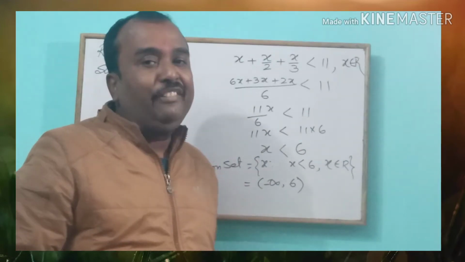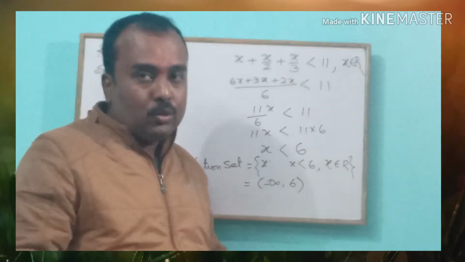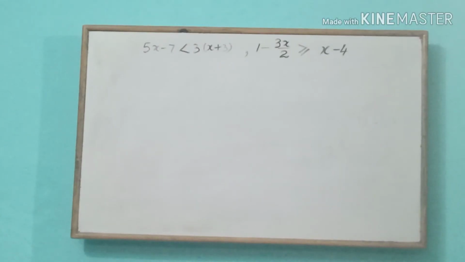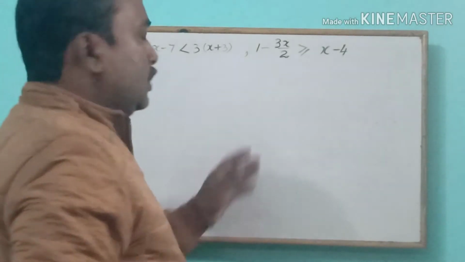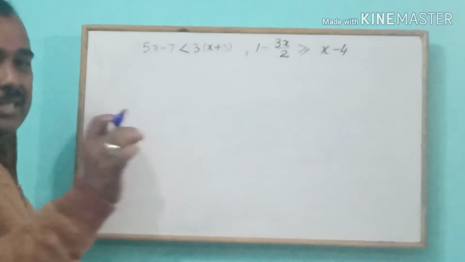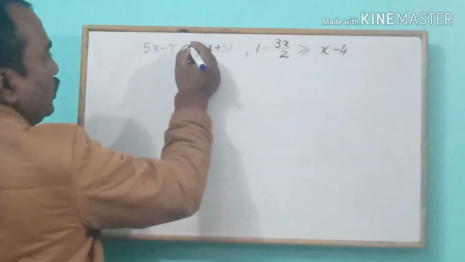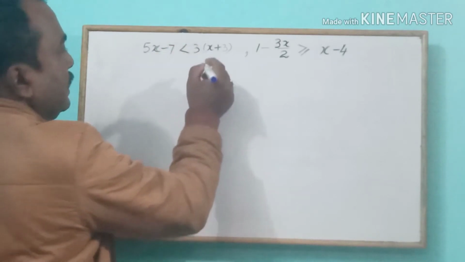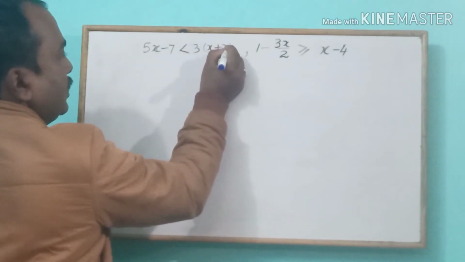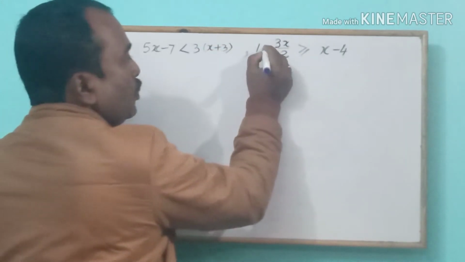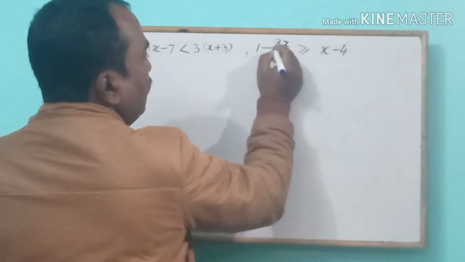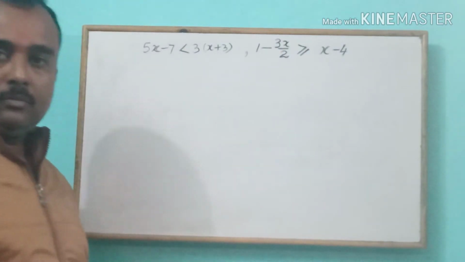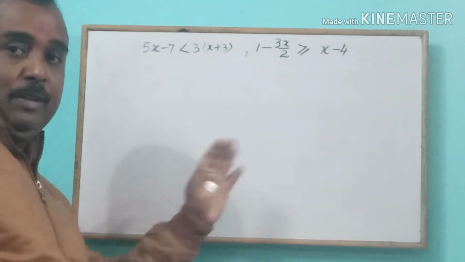We shall see some more difficult inequations to solve. Let us focus on this particular inequation. It is a bit tougher than the previous example which I took. The first one is 5x minus 7 is less than 3x plus 9. This question has two inequations separately given. The second is 1 minus 3x by 2 greater than or equal to x minus 4. Now we have to find those values of x which satisfy both the inequations.